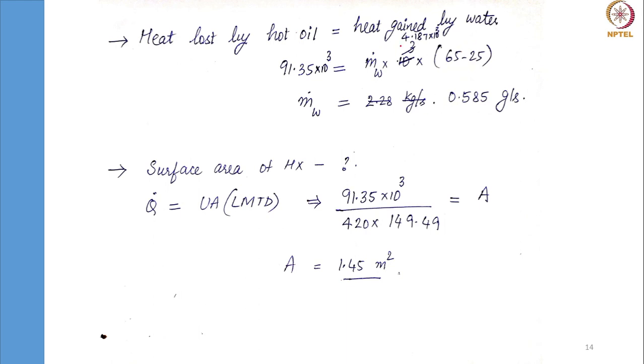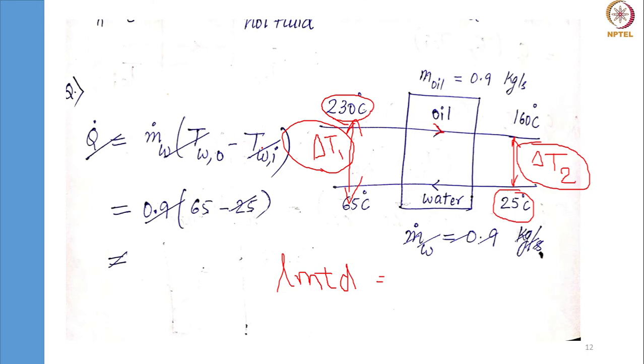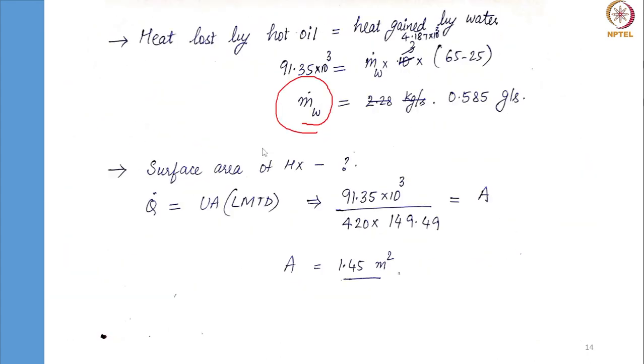Now to find out the mass flow rate of water, that's the second part. From the first law, the heat lost by hot oil should be equal to the heat gained by cold water. The heat lost by hot oil is already calculated from the previous bit. It is 91.35 into 10 power minus 3 watt.